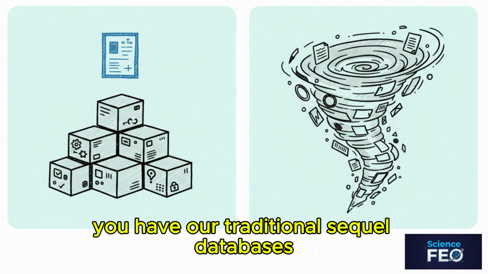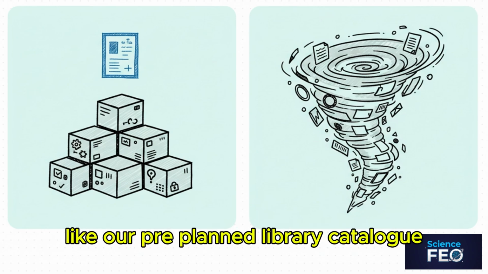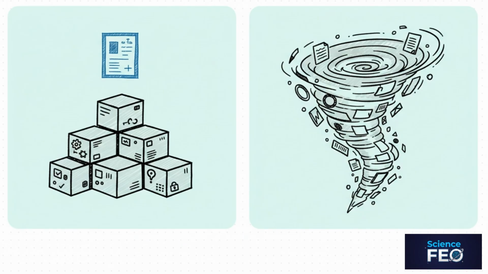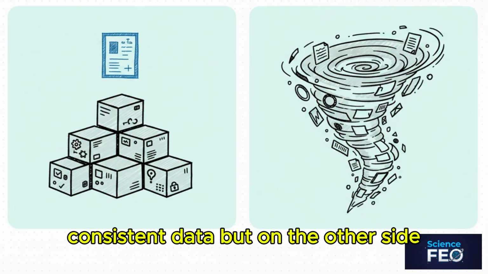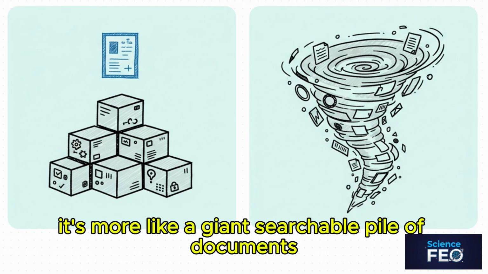So on one side, you have our traditional SQL databases. They need that strict blueprint, right? Like our pre-planned library catalog. Perfect for highly structured, consistent data. But on the other side, you have NoSQL. Its structure is flexible. It's more like a giant, searchable pile of documents.